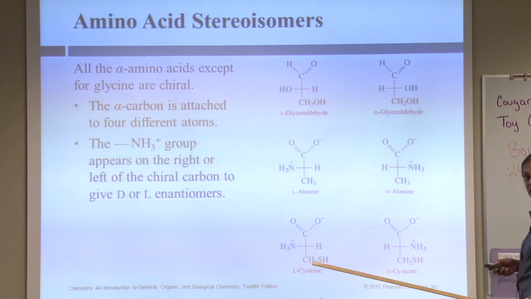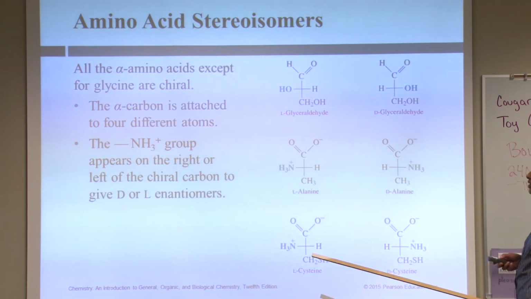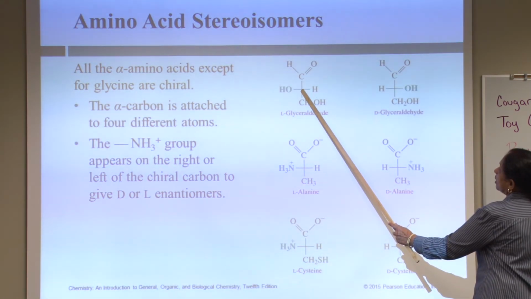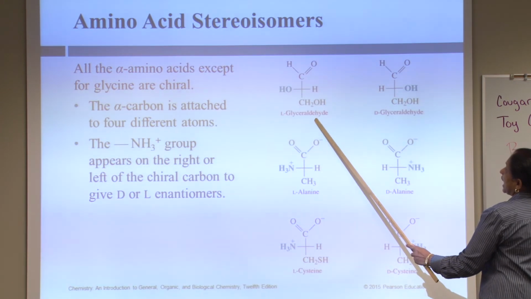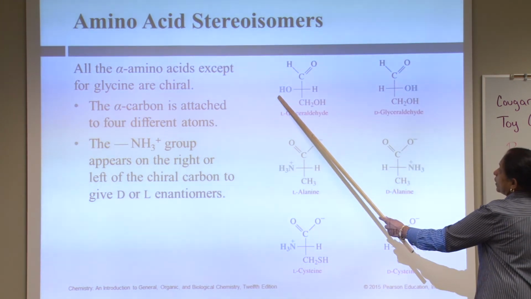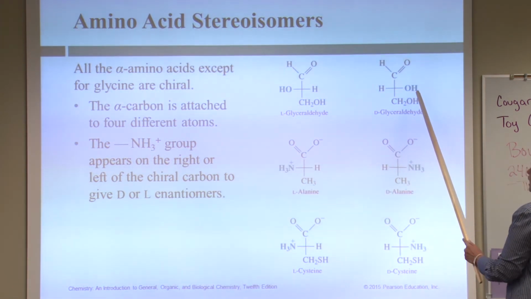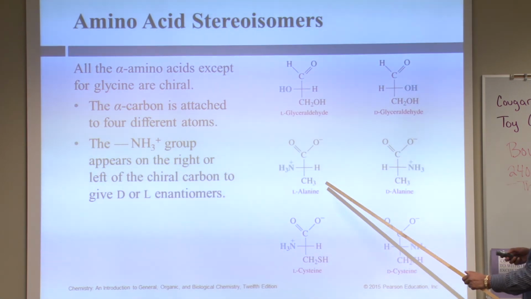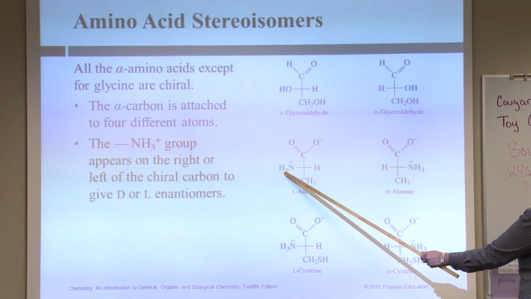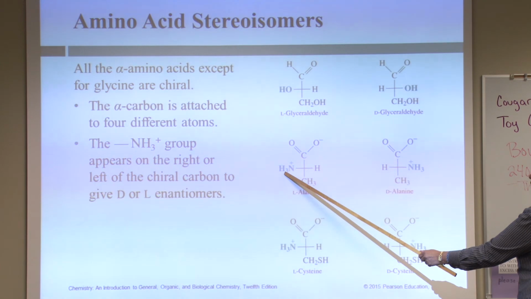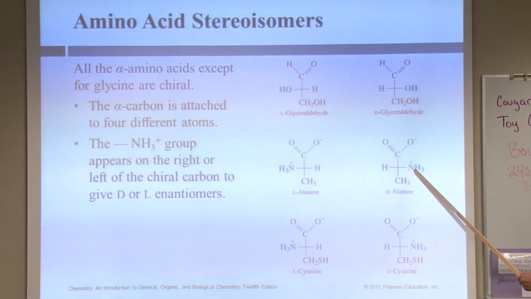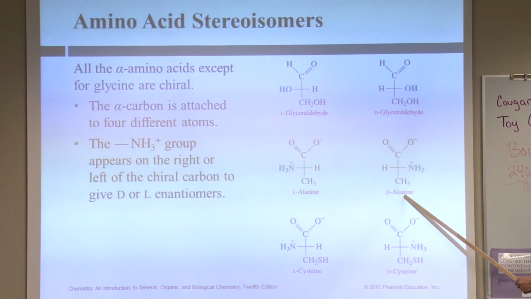Remember Fischer projection, did we do that? Yes, we discussed Fischer projections. So we are setting, this is my chiral carbon. This is where the carbon is. L-glyceraldehyde has the OH to the left, D-glyceraldehyde is the OH to the right. These are the Fischer projections. I am setting up an amino acid, alanine. Ammonium group to the left is L isomer, ammonium group to the right is a D isomer.